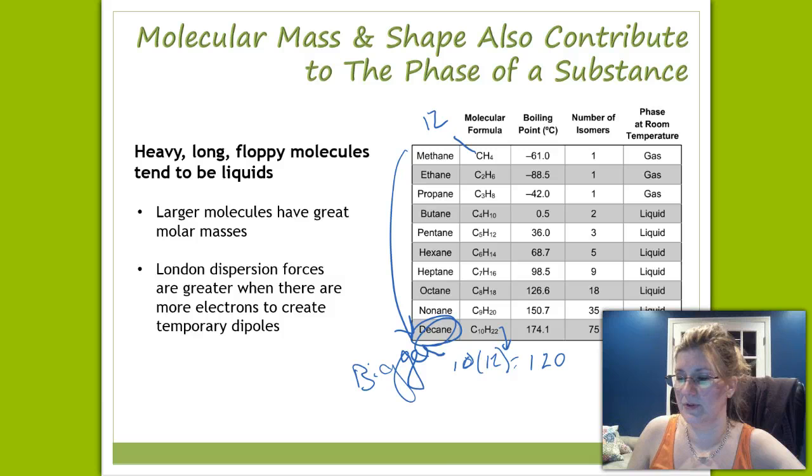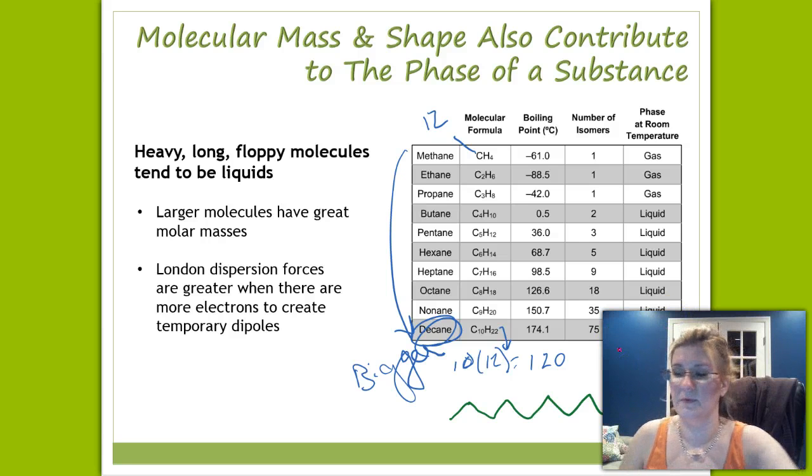So if you remember how we drew molecules, we drew them in a zigzag, and every carbon was a peak, or a point. So if we drew decane, it would go something like this: 1, 2, 3, 4, 5, 6, 7, 8, 9, 10, versus methane, which is kind of small and compact like this. Carbon with 4 hydrogens. Big difference here in both mass and shape.